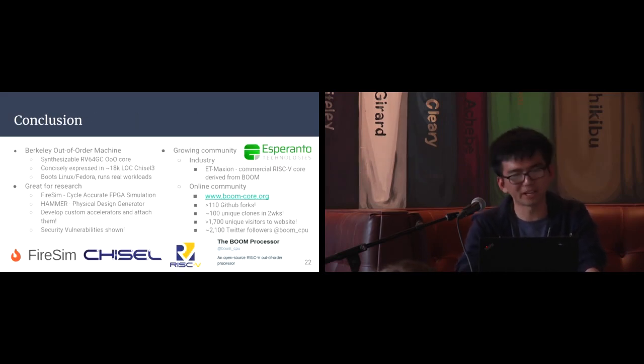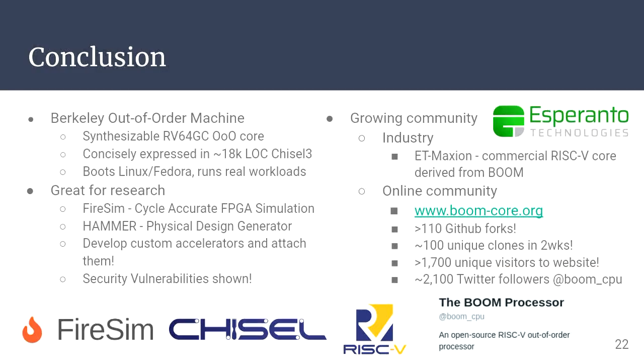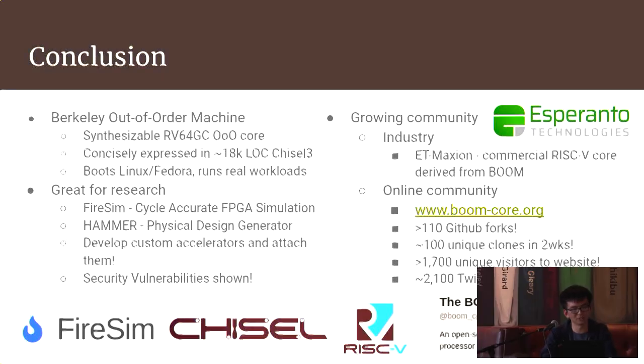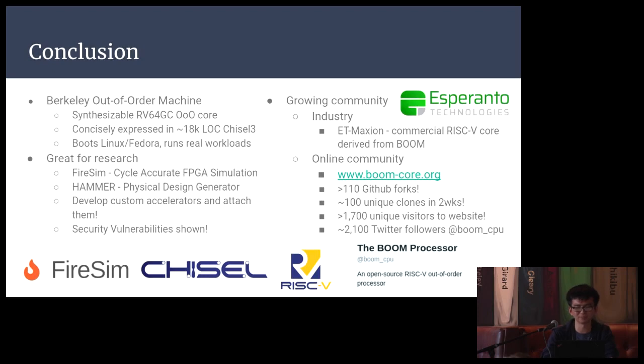So in conclusion, the Berkeley Out-of-Order Machine is a synthesizable RV64GC out-of-order core. It's open source, expressed in Chisel 3, a highly productive language. It boots Linux and Fedora, runs on FireSim, runs on FPGAs, and it runs real workloads. And it's been integrated in our research ecosystem, so we can do highly productive research using BOOM.